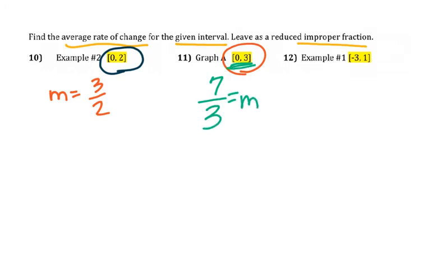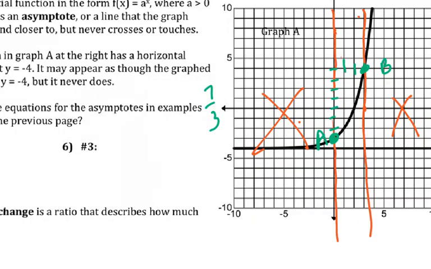If I ask you about a different interval, it would be different. If I ask you about the interval from 0 to 1, that's going to be different. If I was to say from 0 to 1, I'm going to be looking at from this point to this point. That's the slope of 1. That's different than 7/3. It means it's steeper if I look at the whole thing.